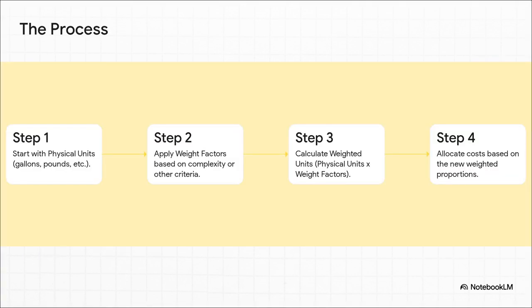And the process is super logical. 1, you start with your basic physical units, our gallons. 2, you apply those weight factors. Maybe cream is way harder to handle, so you give it a weight of 2, and skim gets a 1. 3, you multiply the gallons by those weights to get new weighted units. And 4, you allocate that $400,000 cost based on these new, much smarter proportions.